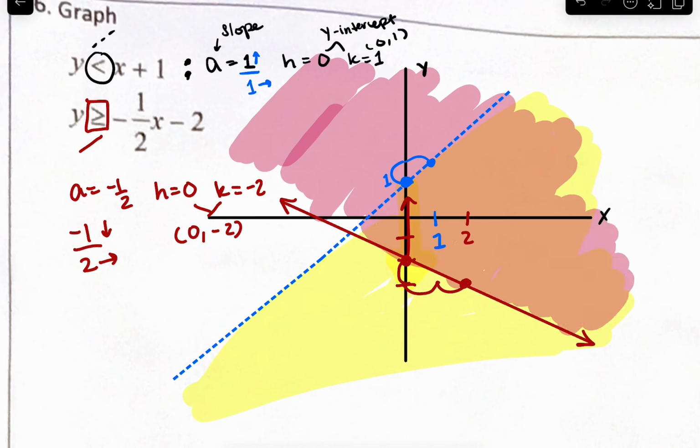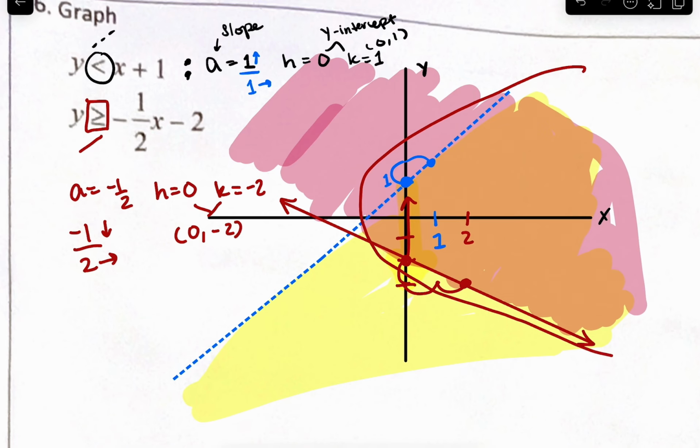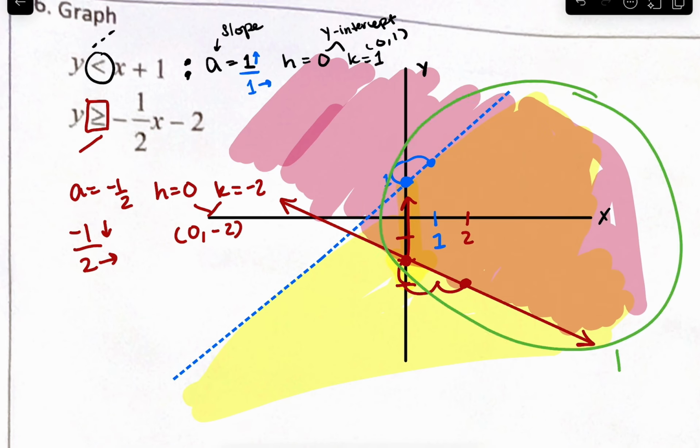Okay, so now we see where they overlap. Our solution set would be everything here. This is called our solution set. So this is how I would want to see your test.